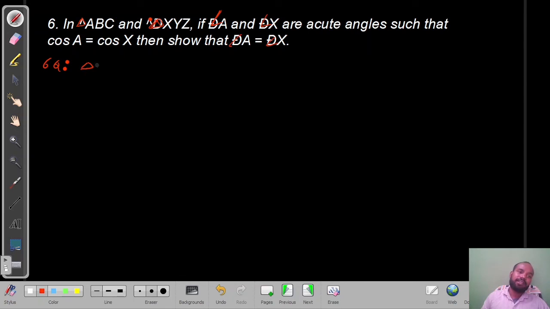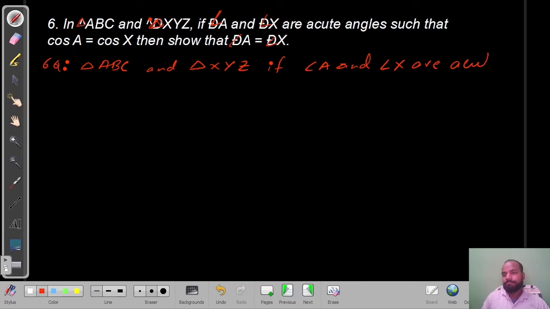In triangle ABC and triangle XYZ, if angle A and angle X are acute angles, then cos A equals cos X, then show that angle A equals angle X. So now first we draw one triangle.